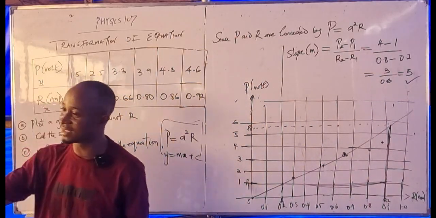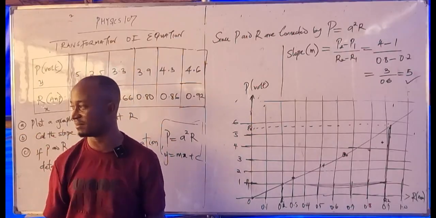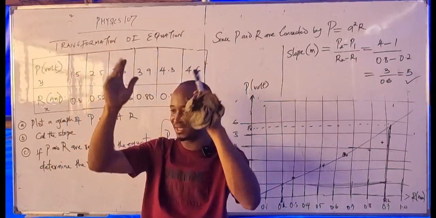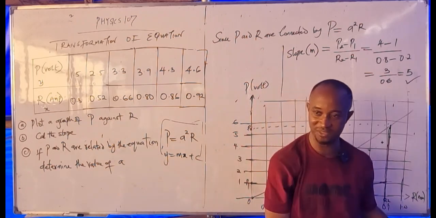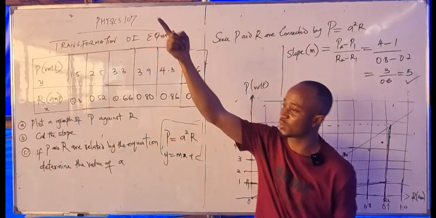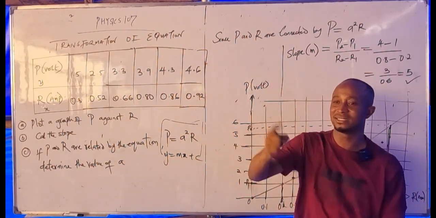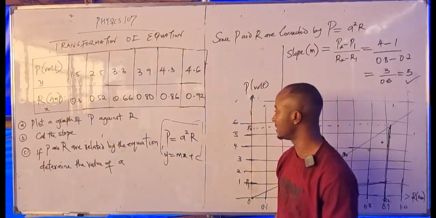Yes, your slope must be the same, no matter where you take your slope from, as long as you did a perfect line of best fit. Once your line is accurate, every slope on that line is the same. Are you getting the gist here? So it must be the same.